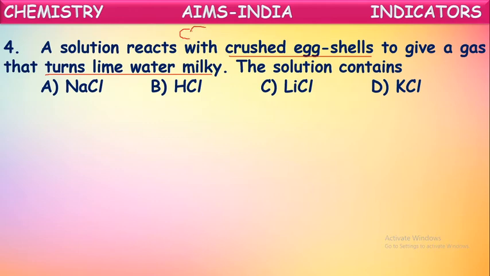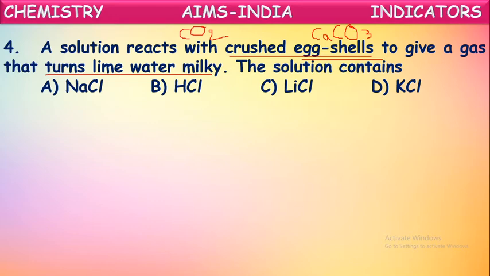It is carbon dioxide. This is the test for carbon dioxide. How do we test carbon dioxide? When you pass carbon dioxide gas into lime water, the lime water turns milky. So from this statement, we can understand the gas produced is carbon dioxide. And we know one more thing here: eggshell is mostly made up of calcium carbonate. Calcium carbonate is the main component in the eggshell.